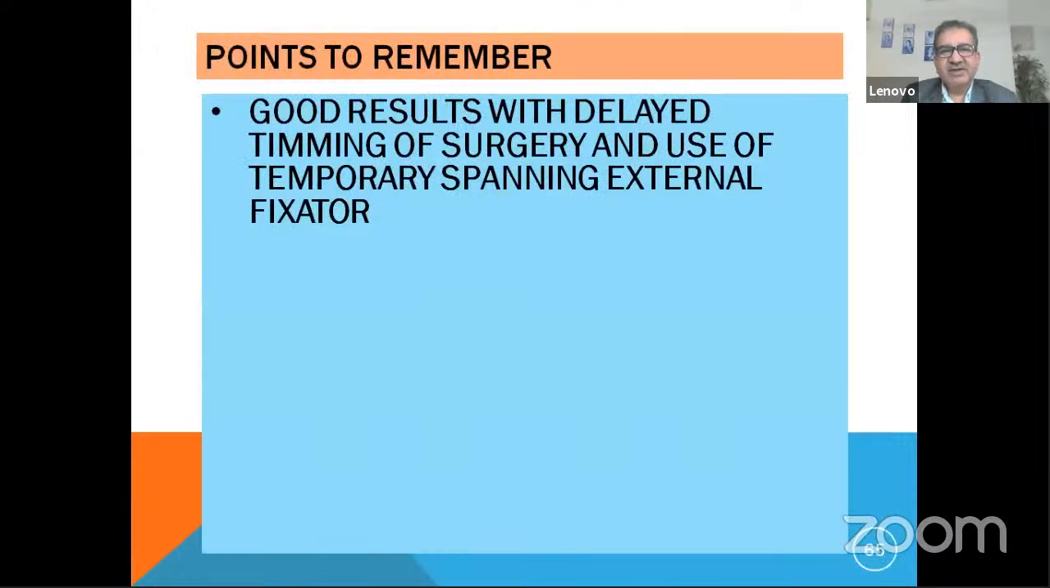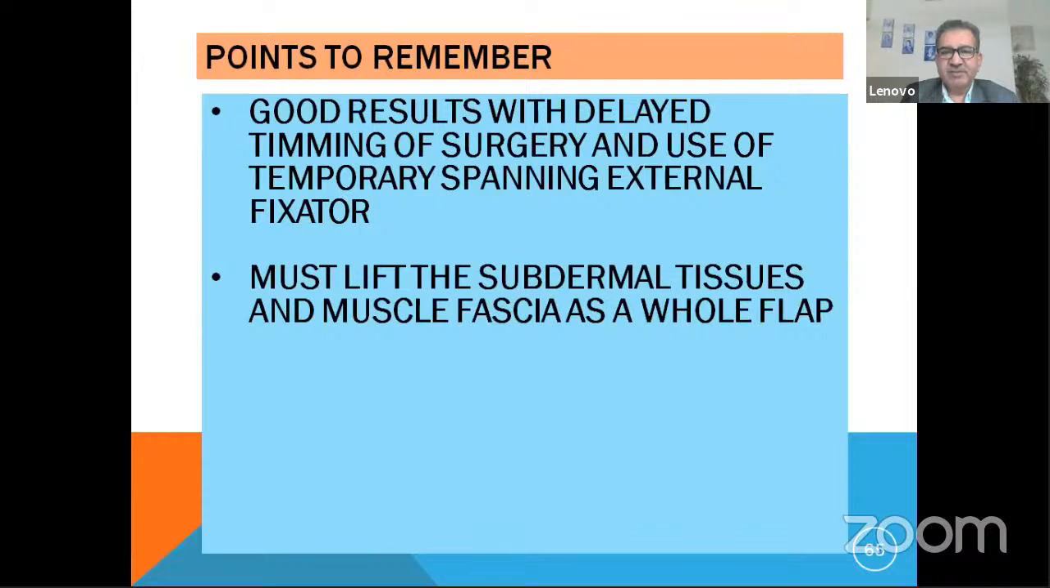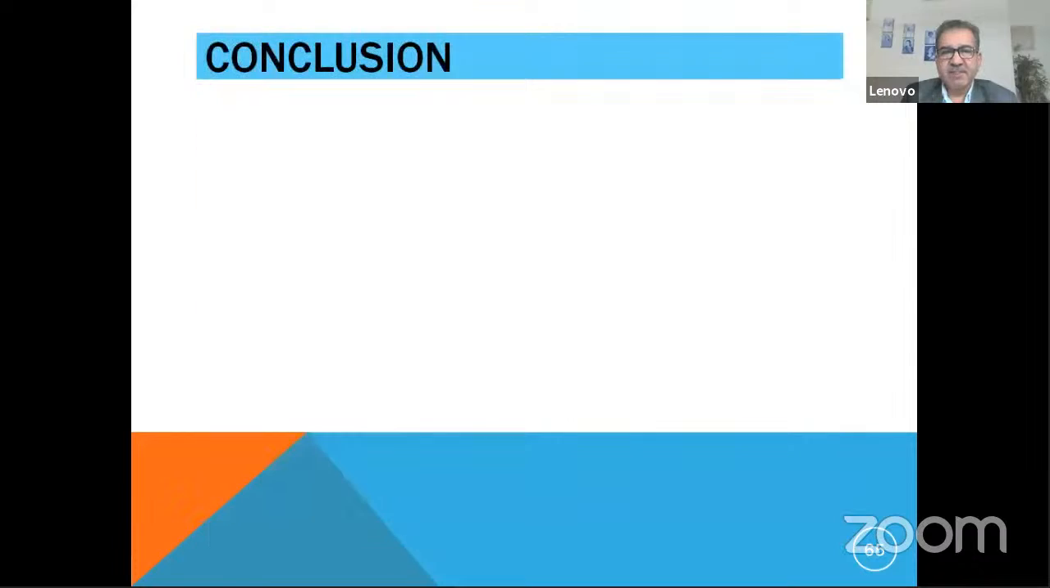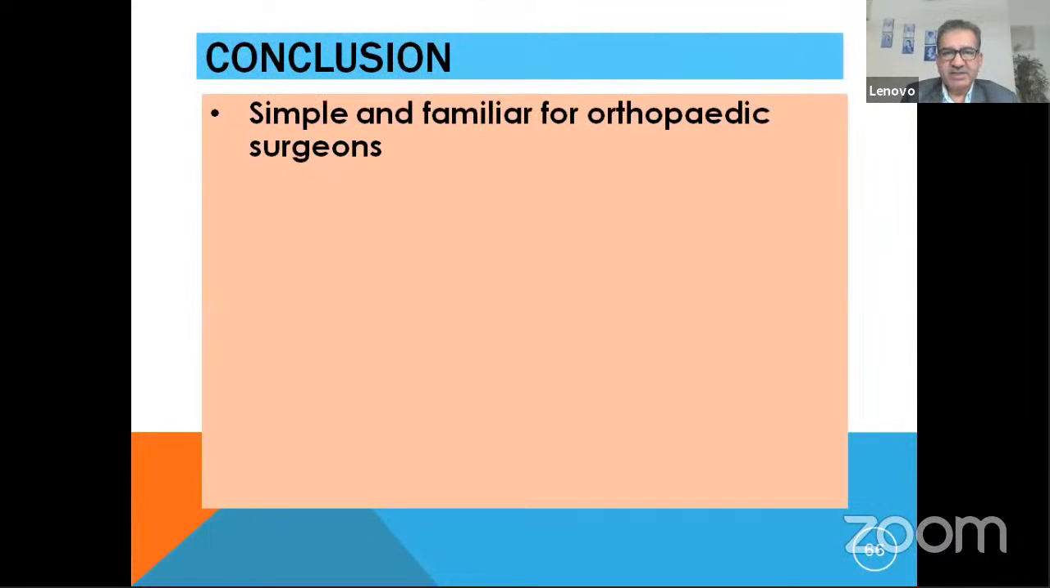Points to remember: good results with delayed timing of surgery and use of temporary spanning external fixator. Must lift the subdermal tissues and muscle fascia as a whole. The parapatellar arthrotomy can be useful to treat depressed central fragments. We have already discussed tibial spine fractures and cruciate ligament avulsions. And we could conclude that it is simple and familiar for orthopedic surgeons. We all are doing TKR now, and it is very, very simple to all of us.